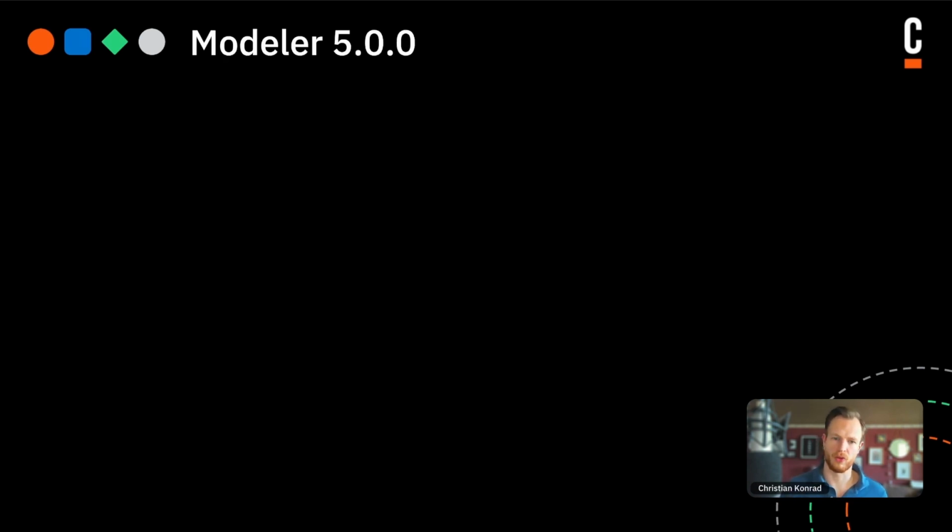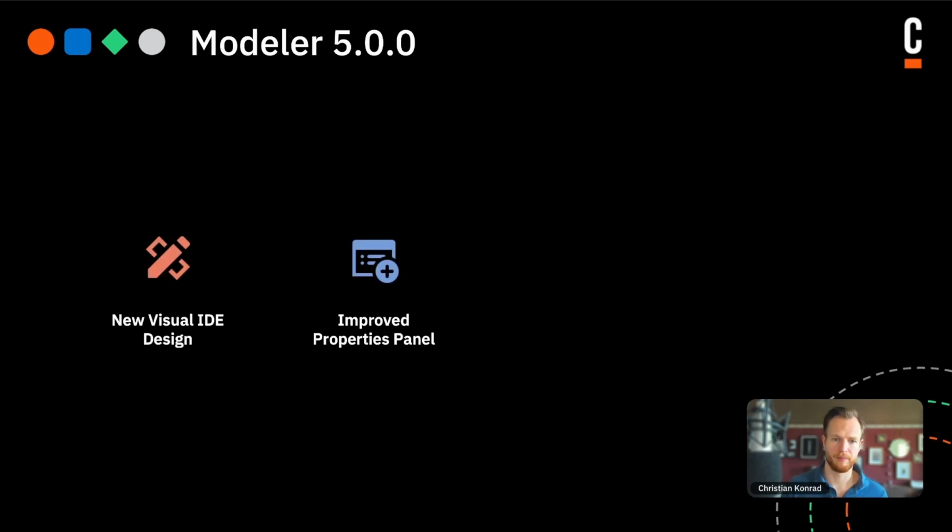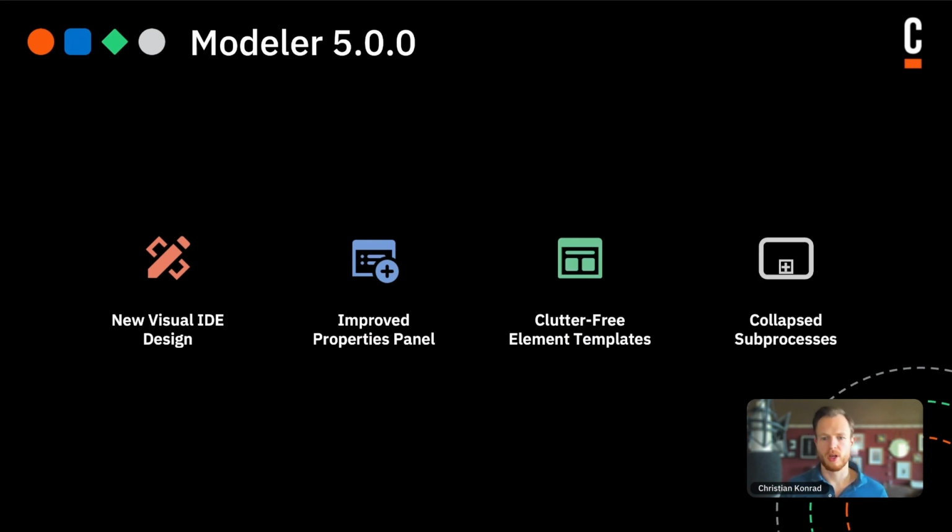Our main focus for the new Modeler release for Camunda 7.17 was to improve the modeling experience. We want you to achieve more in less time and without friction, so you can focus on modeling and implementation. So, with the new release comes a whole new design, including an improved properties panel, clutter-free element templates, and, in my opinion, the most valuable improvement here, drill down into collapsed subprocesses.